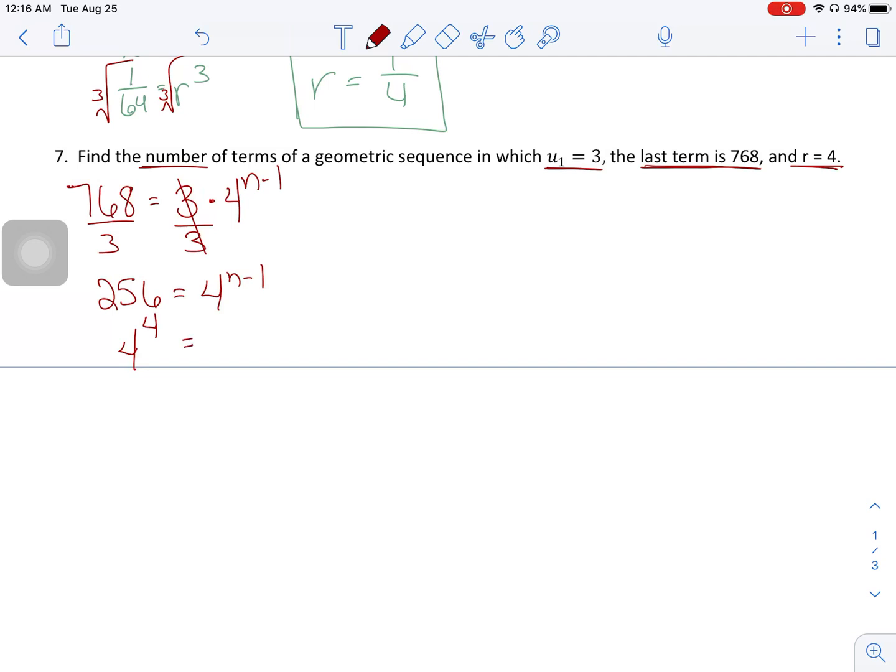And what ends up happening then is you've got 4 to the 4th equals 4 to the n minus 1. These 4s, because they are the same, basically mean you can rewrite this as 4 is equal to n minus 1, and then n is equal to 5. So how many terms? 5 terms.